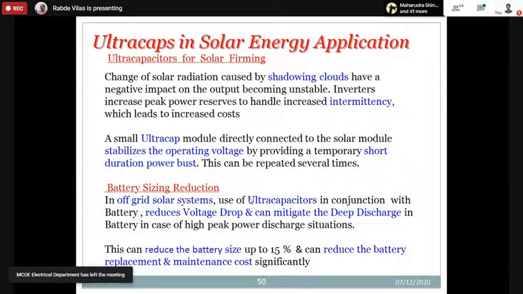During the sunny time they will be charged, and whenever there are shadowing clouds, they can take care of that demand. Of course, the demand should be defined properly, and accordingly supercapacitors must be employed. Otherwise, cost will be too high and exorbitant. So you have to find the best trade-off of the number of supercapacitors you can use for your load variation. This is a new era in the solar system which is increasing. This can reduce the battery size by up to 15% and can reduce the battery replacement and maintenance costs significantly.